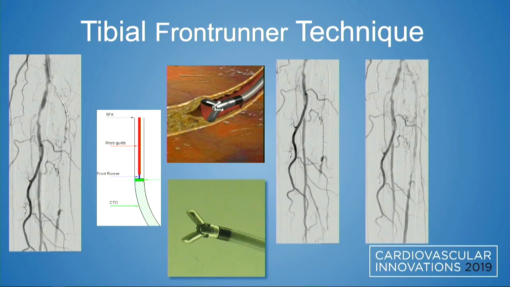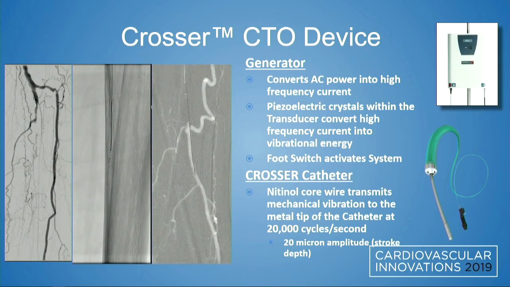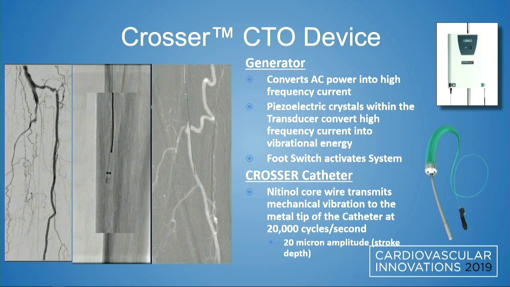So the Frontrunner technique you should be aware of: you want to use a microcatheter very close to the end of the catheter so you don't get buckling and get into the subintimal space. Just one little tip for the tibial Frontrunner technique. The CTO crossing by using a Crosser device is essentially using vibrational energy at the end of the catheter and just using the power of the catheter to vibrate through an occlusion. It can be very useful in the tibial space.